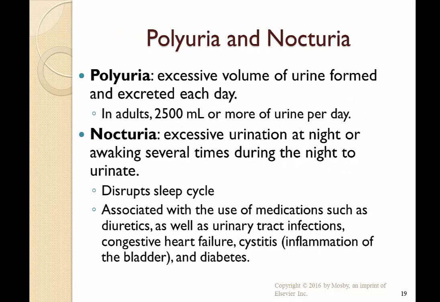So you can have polyuria or nocturia. Polyuria is an excessive volume of urine formed and excreted every day. This is when an adult excretes more than 2,500 milliliters of urine per day. Nocturia is excessive urination at night or awakening several times. This can disrupt a sleep cycle and is often associated with medications such as diuretics, or perhaps a patient might have a urinary tract infection, cystitis, or even diabetes.